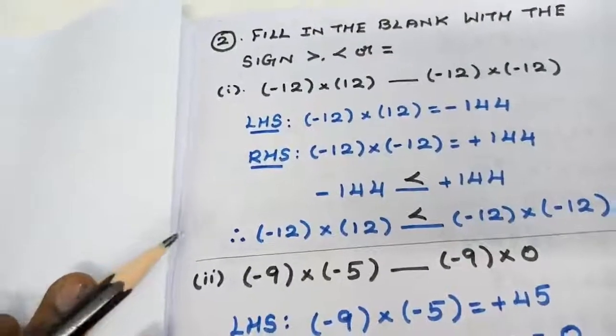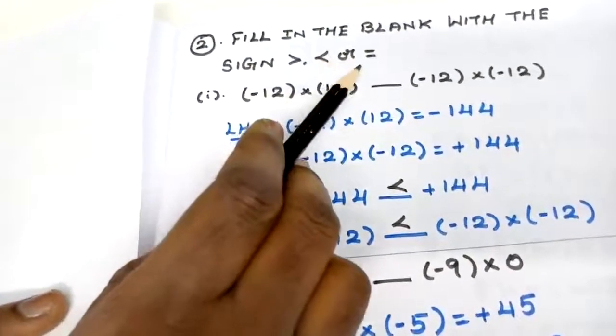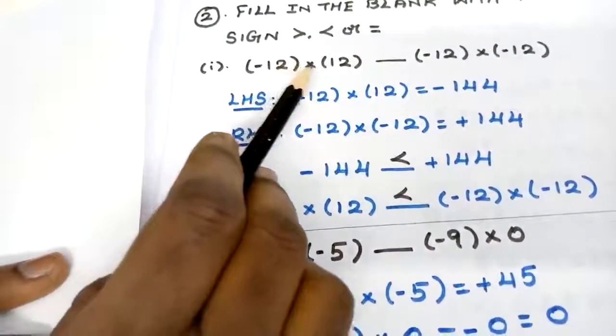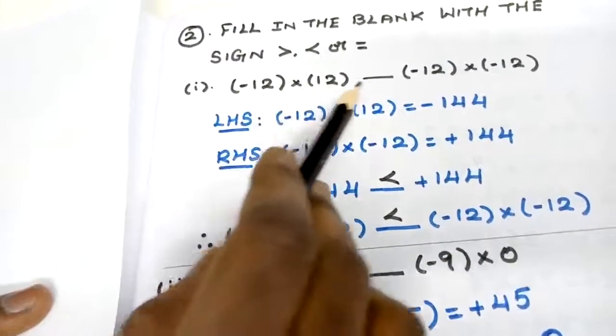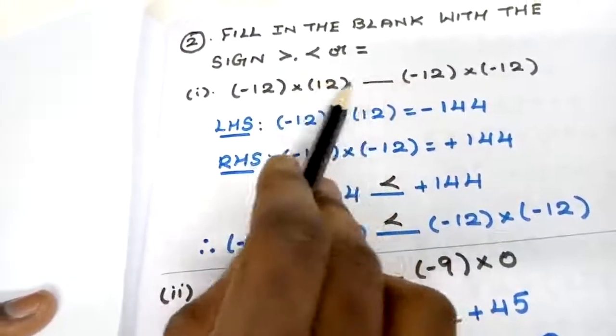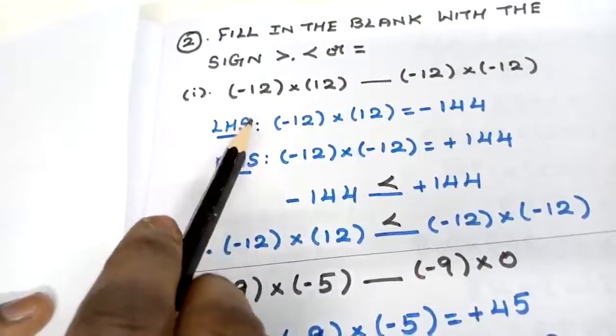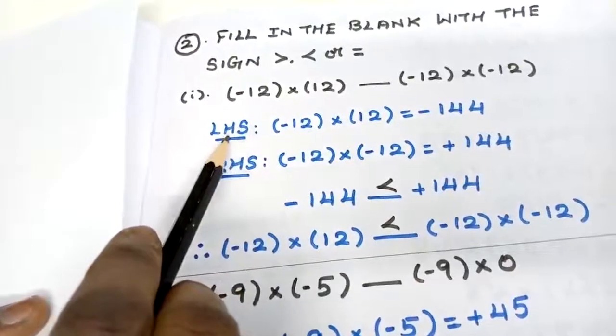Question number 2. Fill in the blanks with the sign greater than, less than or equal to. They are going to give the question like this. On the left hand side they will give you a value and on the right hand side they give you a value. In between these two values they put a dash. What I am going to do is calculate in this way, students. First I am going to take the left hand side.